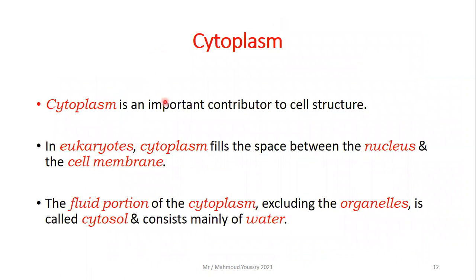Cytoplasm. What about cytoplasm? It's an important contributor to the cell structure. In eukaryotes, the organisms whose body is made of eukaryotic cells, the cytoplasm fills in the space between the nucleus and the cell membrane. The fluid portion of the cytoplasm, without the organelles, is called cytosol, and it consists mainly of water.